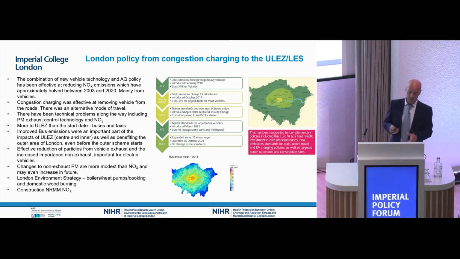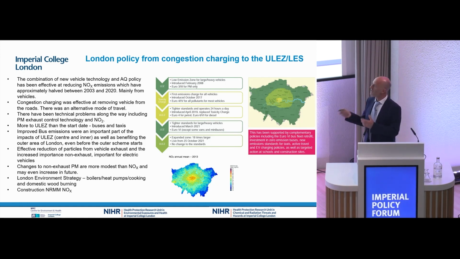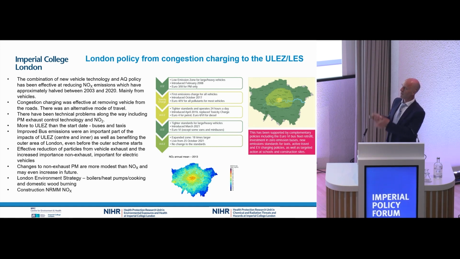And I think, as has been said before, there's a non-exhaust issue now. We've had increasingly good control of exhaust PM from vehicles, but the non-exhaust is increasing. In our new electric vehicle world, that may increase. We don't know, only time will tell, but that's the worry, I think. And the final thing is that in the London Environment Strategy, increasingly it's not just about road transport. It's about boilers, home heating, cooking, domestic wood burning, all those sorts of things, as well as road transport, and also NRMM, which is diggers on construction sites, those sorts of things.